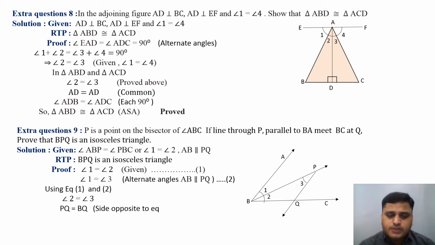PQ as well as BQ. So what reason will we write? These all are sides that we are writing. So sides opposite to equal angles of a triangle are equal. So opposite to angle 2, PQ is a line, and opposite to angle 3, BQ is there. So in this way we will prove this one. Okay, I hope this one is clear.